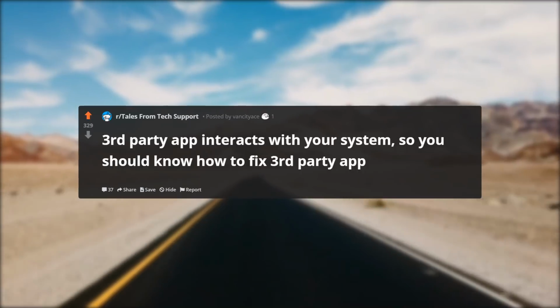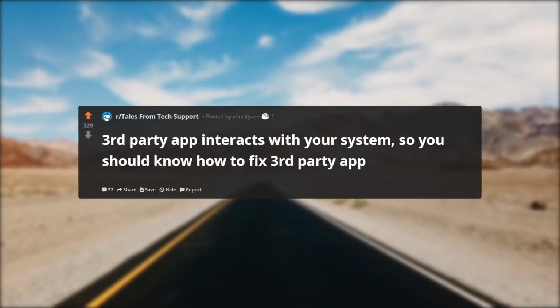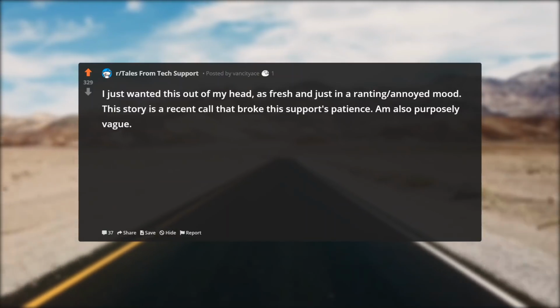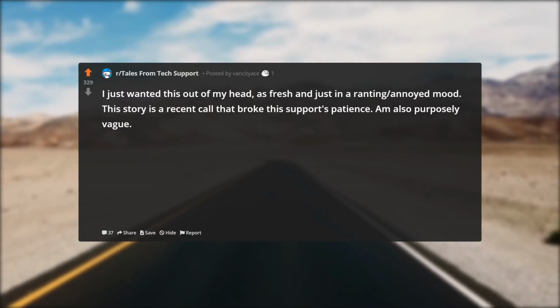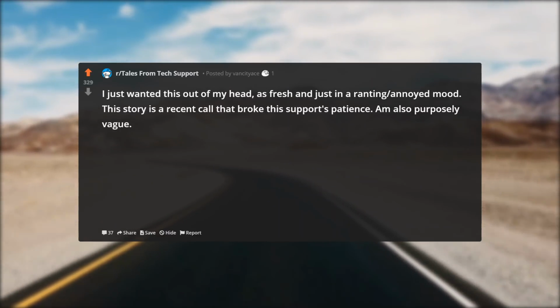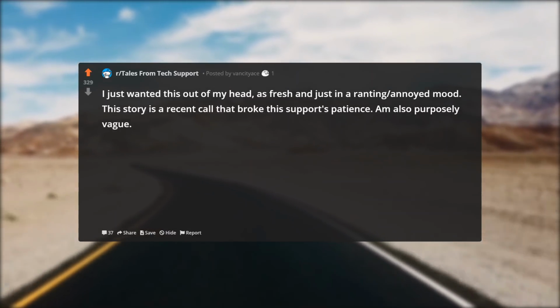Third-party app interacts with your system, so you should know how to fix third-party app. I just wanted this out of my head, as fresh and just in a ranting/annoyed mood. This story is a recent call that broke this support's patience. I am also purposely vague.